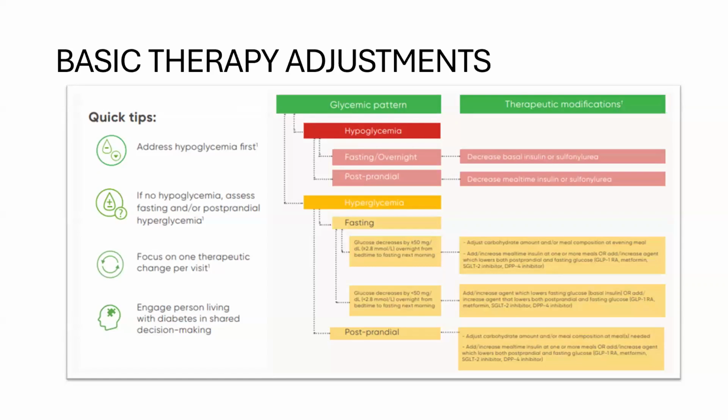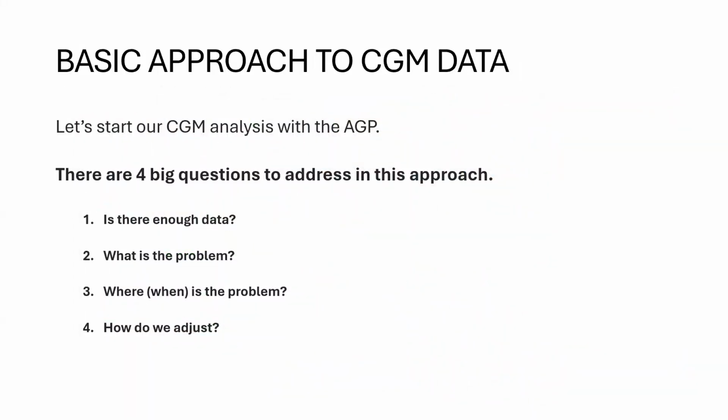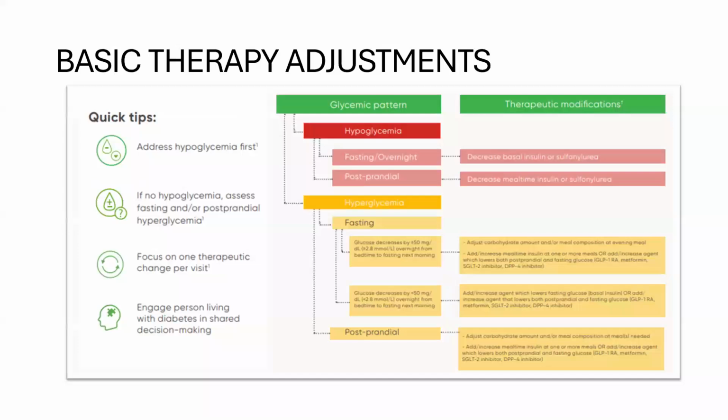We'll go through a couple more little examples just to see a few different things. But the next portion, number 4, how do we adjust? This is a really wonderful basic chart that I think can be shared, and it's in the resources and references. We have looked at our chart. We want to address hypoglycemia first. If no hypoglycemia, assess our fasting and postprandial hypers. Then we'll look at one change per visit.